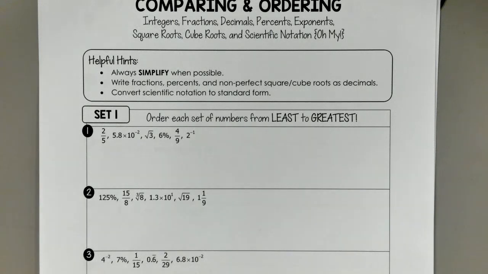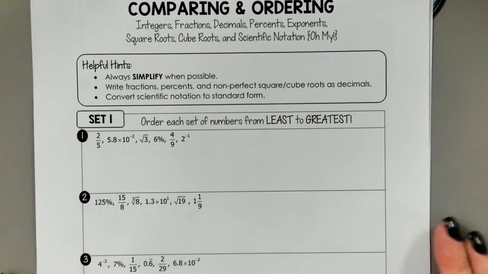Let's do a little math today. We have been working this week with the real number system. We've talked about estimating square roots, square roots and cube roots, and scientific notation. So we're going to put all of it together today, and we're going to work on comparing and ordering.